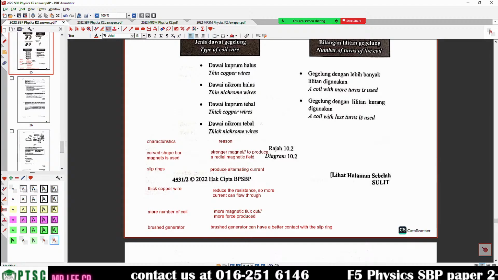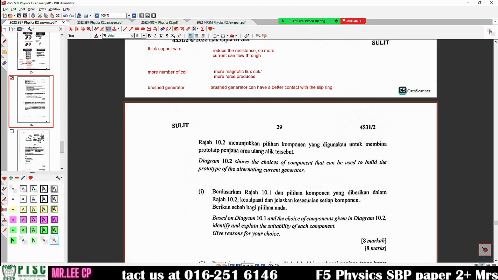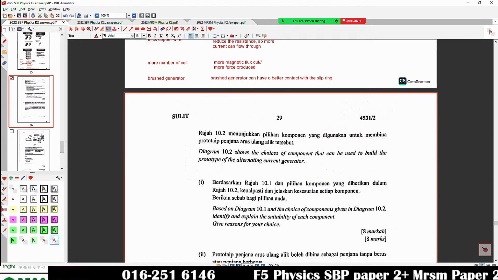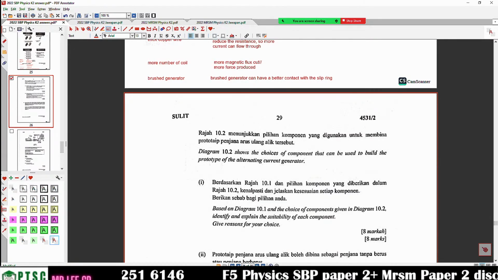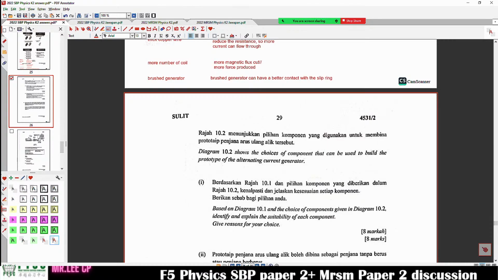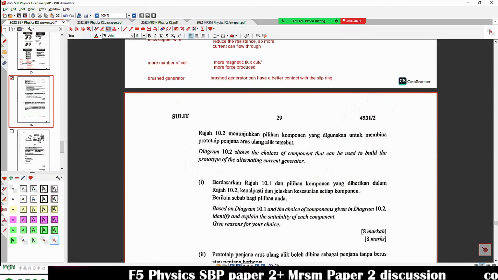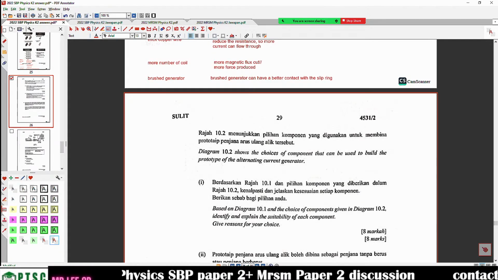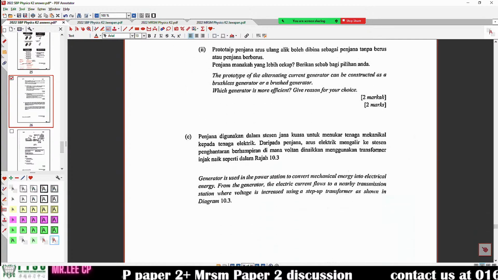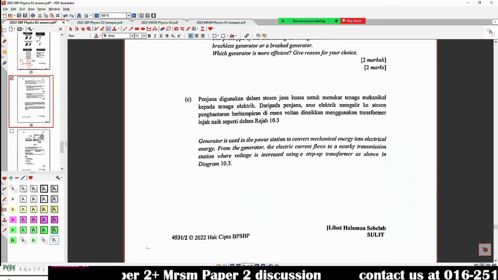Carbon brush, normally the one that we use is carbon brush. If they ask you about carbon brush, you should answer carbon. Why carbon? Carbon, because it does not easily react with other metals. It is inert. Okay, next one.